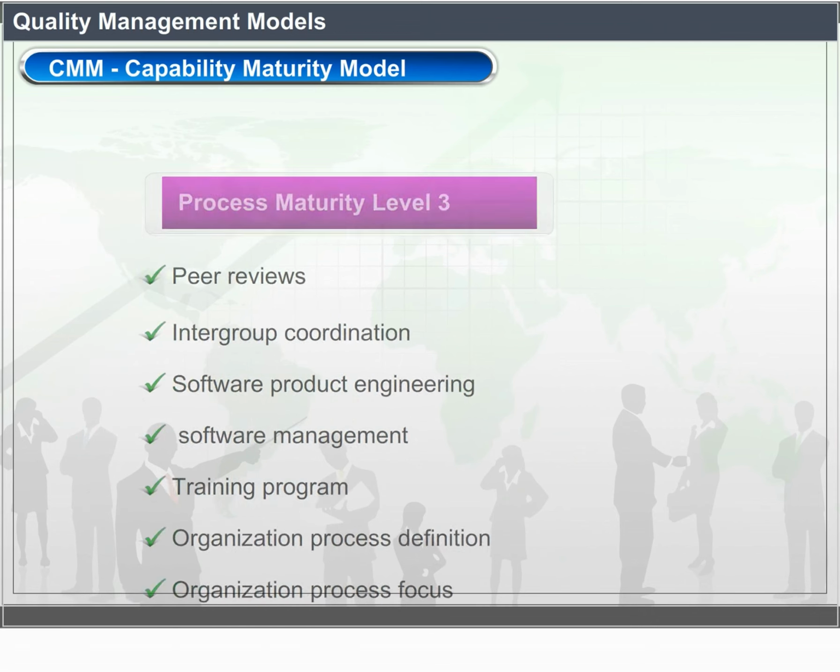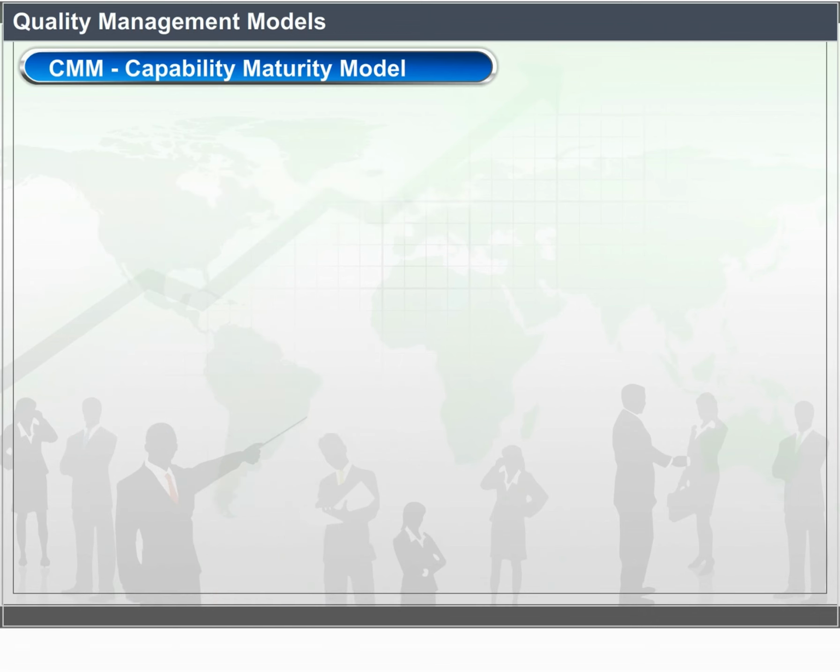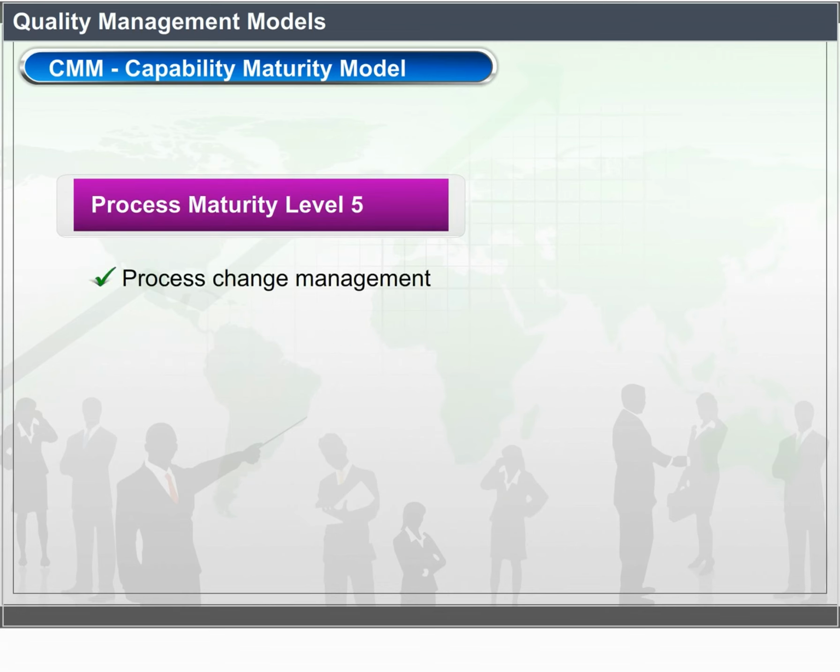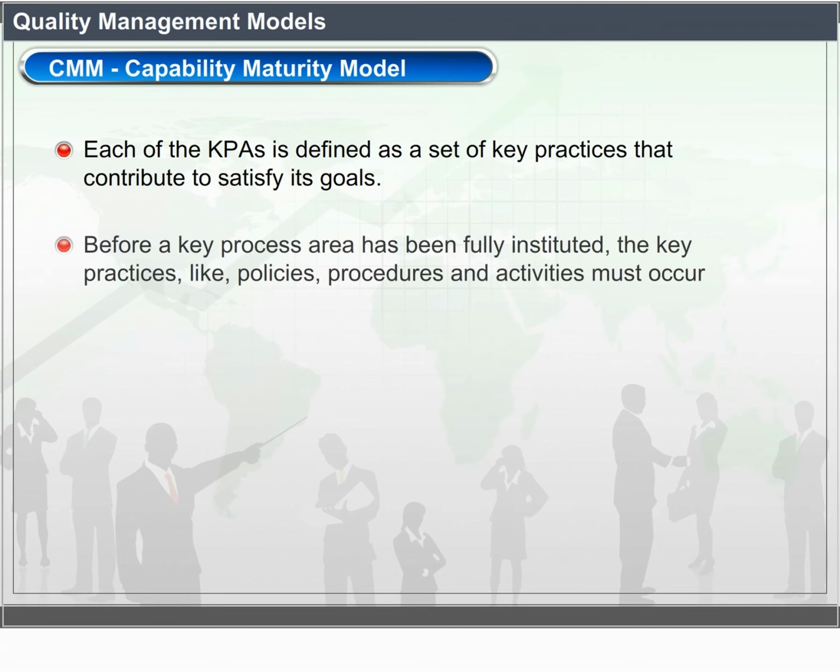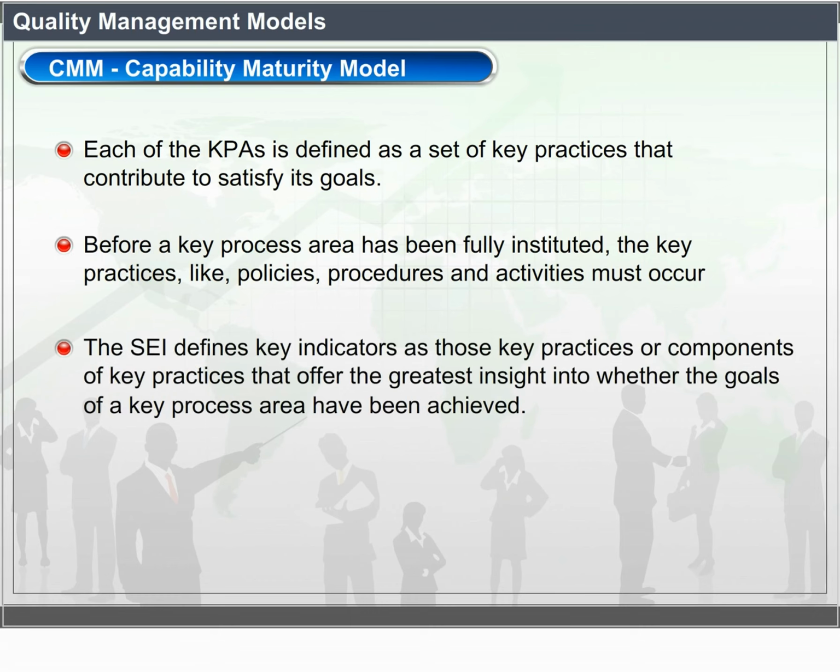Process maturity level 4: software quality management, quantitative process management. Process maturity level 5: process change management, technology change management, defect prevention. Each of the KPAs is defined by a set of key practices that contribute to satisfying its goals. The key practices are policies, procedures, and activities that must occur before a key process area has been fully instituted. The SEI defines key indicators as those key practices or components of key practices that offer the greatest insight into whether the goals of a key process area have been achieved.